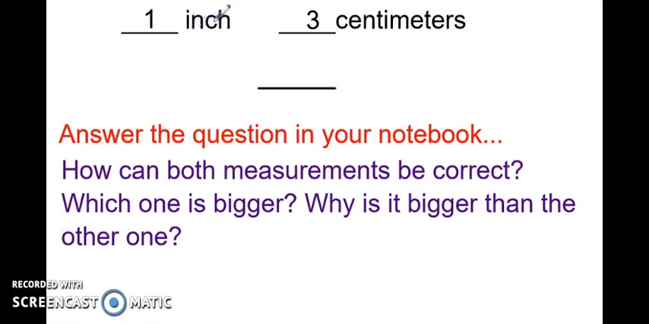So looking at the measurements up here, I want you to explain to me why one measurement is bigger than the other. What causes it? But how do you know that that is still correct? When you've finished answering this question in your notebook, you're done with today's lesson.